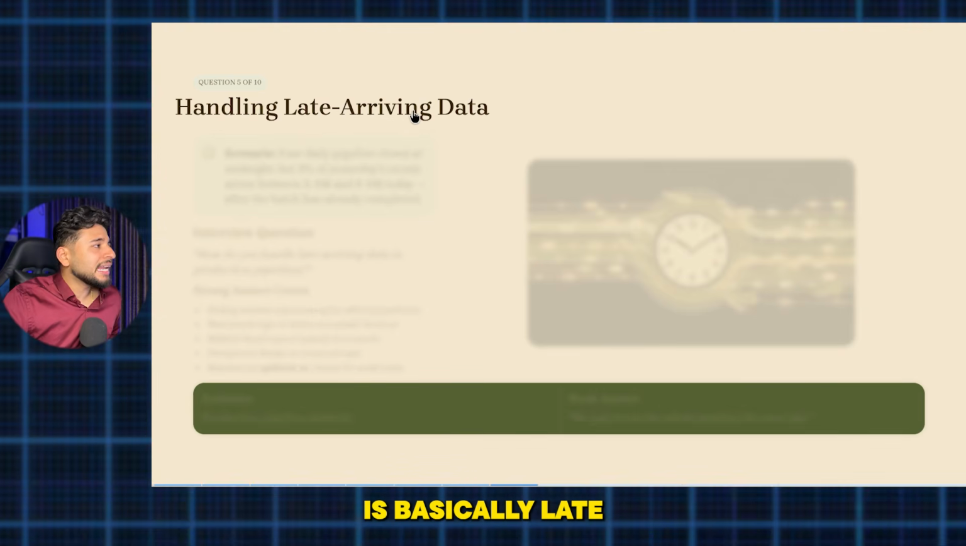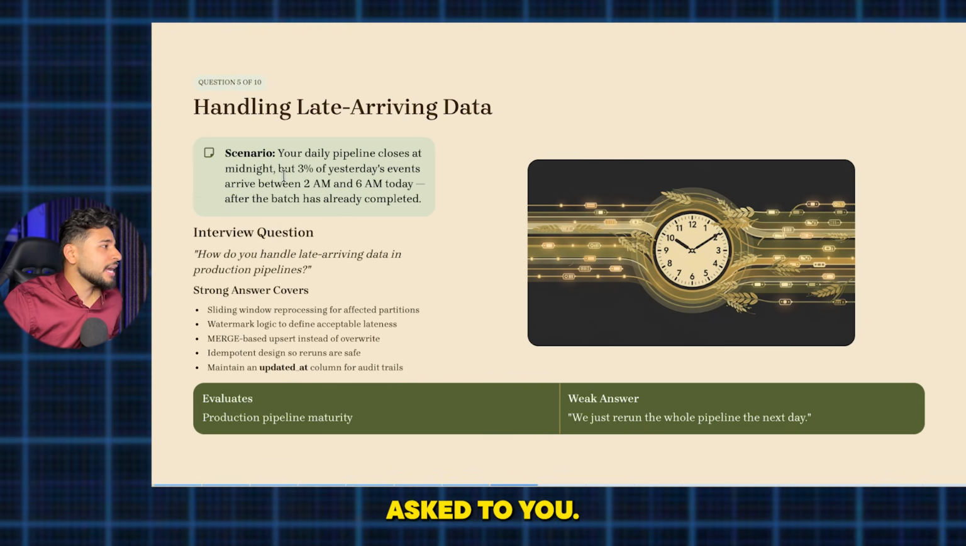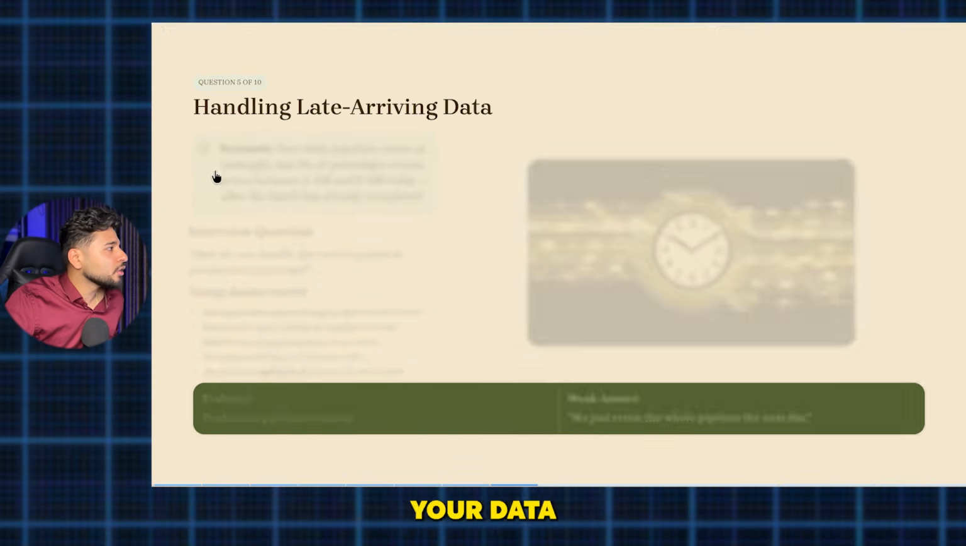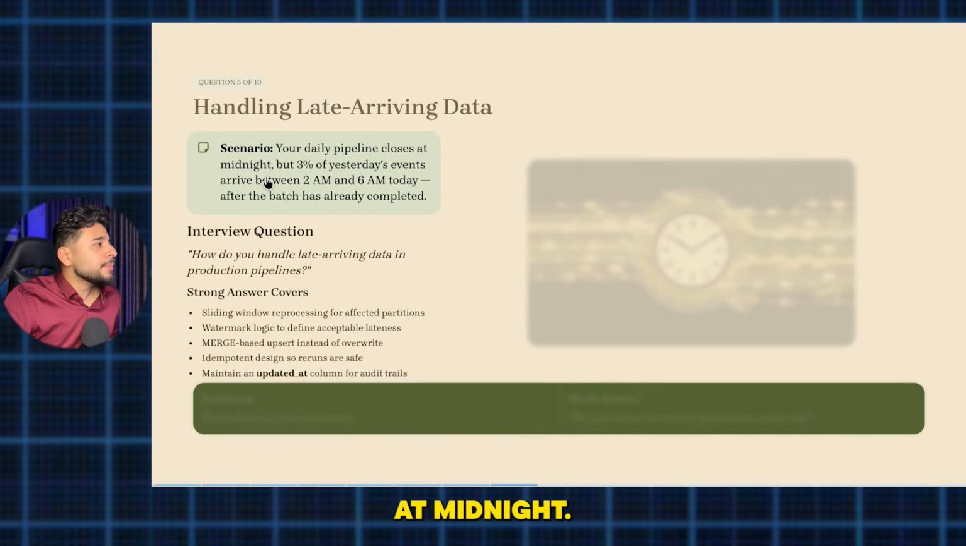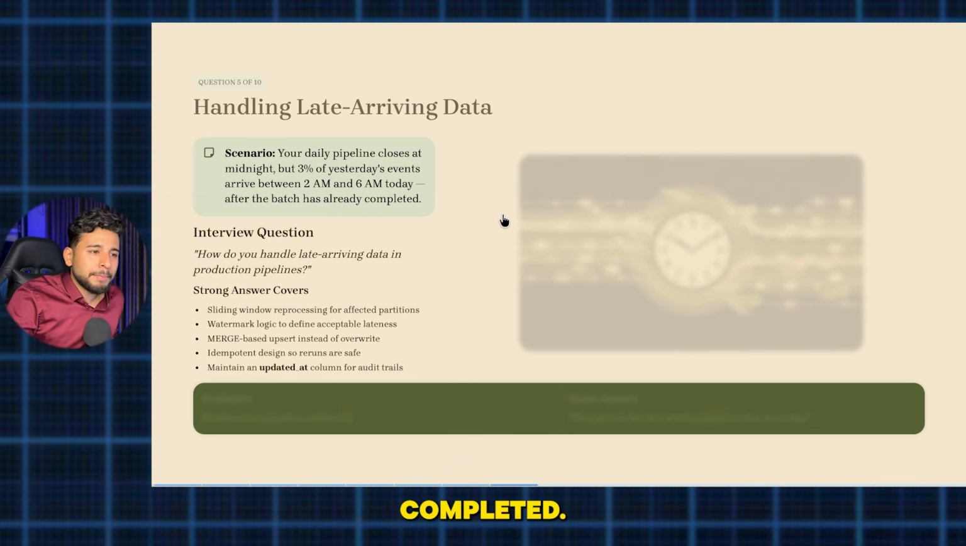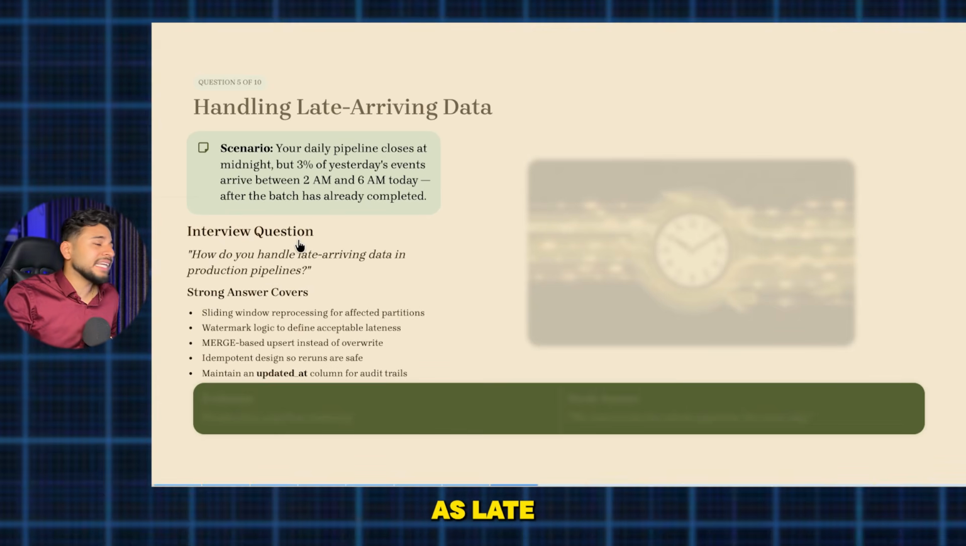Next question is late arriving data. This is also a very common question. Late arriving data will be asked of you, and the scenario is that your data pipeline closes at midnight, but 3% of yesterday's events, basically yesterday's data, are coming between 2 and 6 a.m. today, after the batch has already completed. That is called late arriving data.